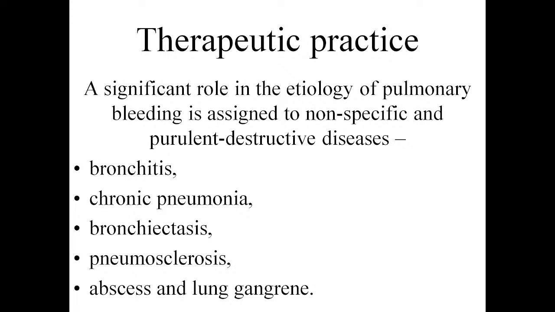A significant role in the etiology of pulmonary bleeding is assigned to non-specific and purulent destructive diseases. For example, bronchitis, chronic pneumonia, bronchiectasis, pneumosclerosis, and abscess and lung gangrene. Abscess and lung gangrene lead to destruction of the lung and accordingly to bleeding.